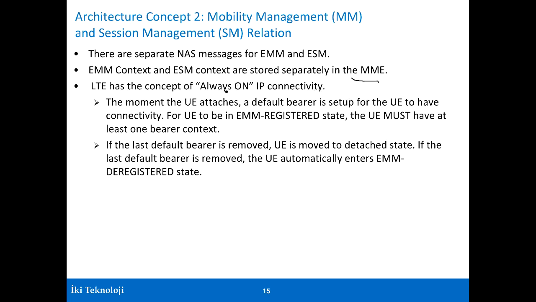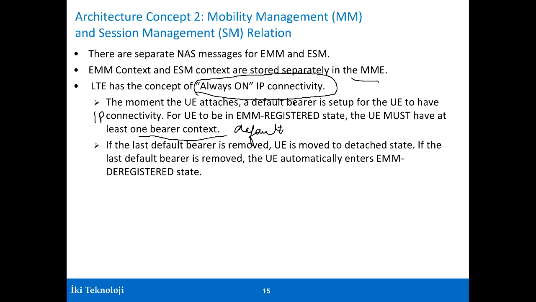LTE has this concept of always-on IP connectivity, and what this really means, and you may see it somewhere in the specification, is that the moment the mobile attaches, a default bearer is set up for the UE to have IP connectivity. Let's look at it that way. Now, for the UE to be in the registered state, the mobile must have at least one bearer context, or must have what's called the default bearer. So that's the bearer that gets set up right at attach.